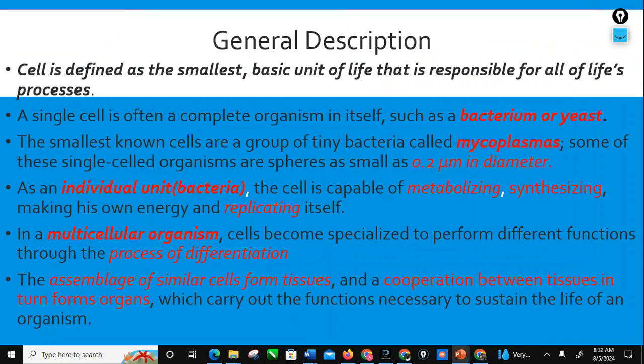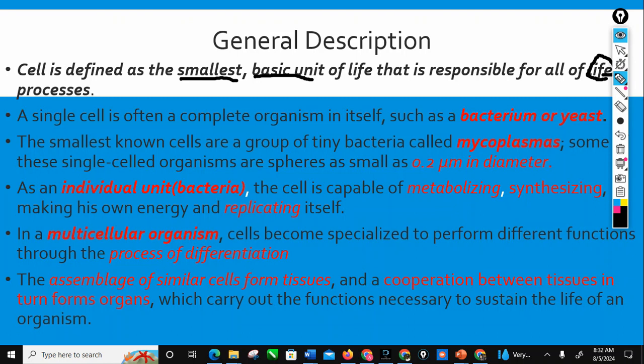Now, the cell is defined as the smallest basic unit of life that is responsible for all of life's processes. I want us to see the following words there that are very important: smallest. It is the smallest and basic unit of life. When you say something is basic, it means it is fundamental, it is very important. So it says smallest basic unit of life, and that it is responsible for all life processes.